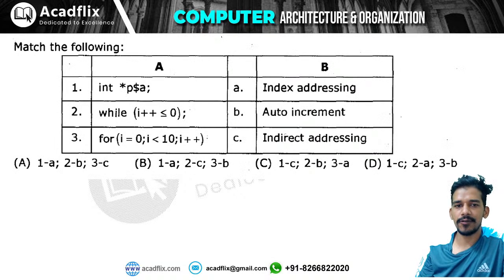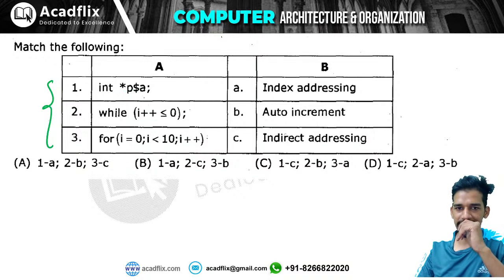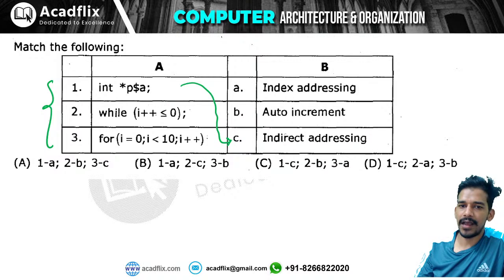So this question is on addressing modes. This question says that we have a pointer int *p = &a, and then we have an increment, and then we have a loop. Okay, so I know that this is used for indirect addressing, right? And then while (i++ <= 0), I can match this with auto increment, right? And the remaining is the loop, but a loop cannot actually be indexed. We cannot map this with the indirect addressing.